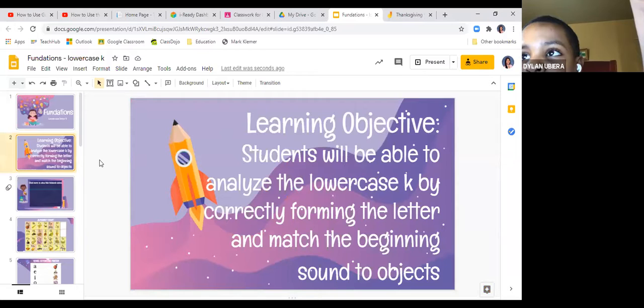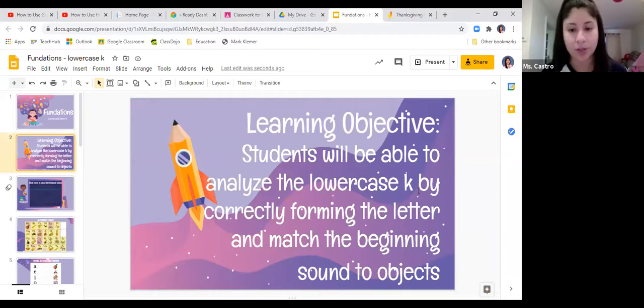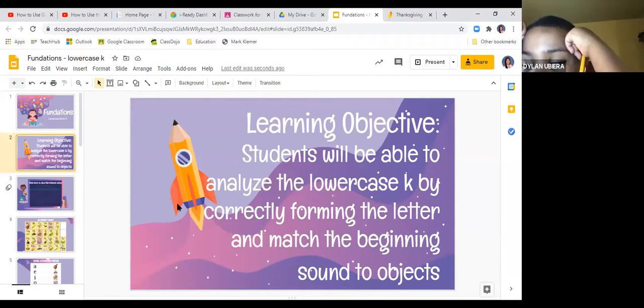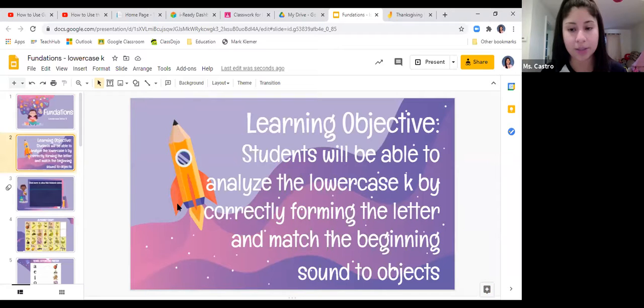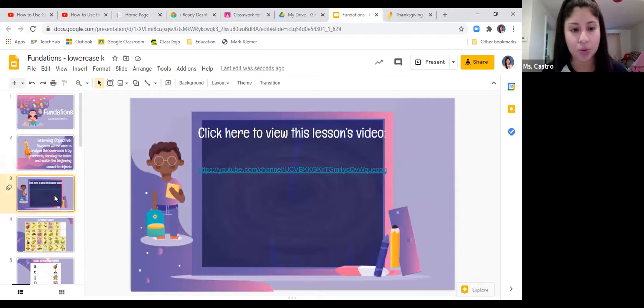So, what we're going to do is we're going to analyze this new lowercase letter, and we're going to correctly form the letter and match the beginning sounds to the objects. So on the third slide, you'll have access to my YouTube studio page. It has all of the lessons. And we're going to do our sound drill right now.